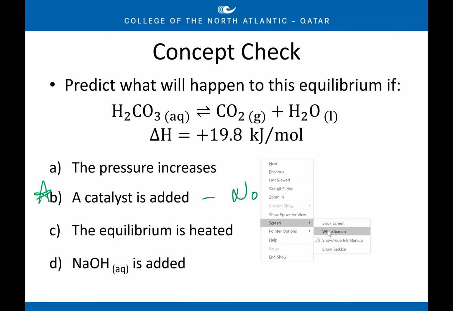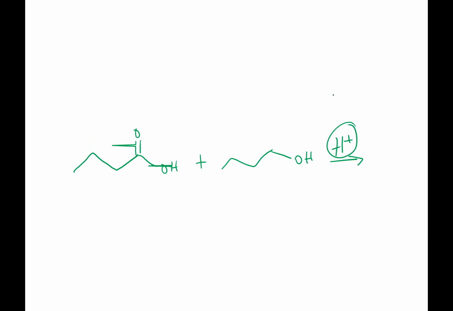Okay, there's a lot to unpack with what you guys were saying in the chat there about H+. So you guys knew, when we were doing, in Unit 1, when we were doing the esterification reaction, we added H+ as a catalyst.